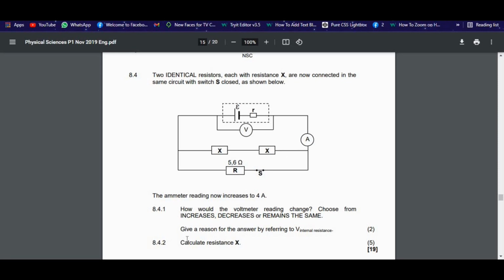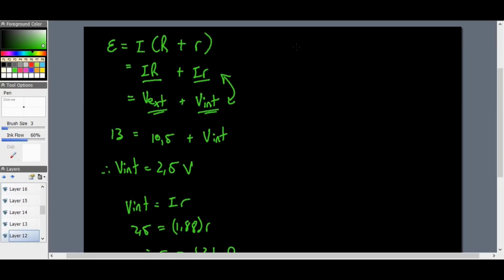So for 8.4.1, the answer is decreases, and referring to our answer, we will say that V internal increases. The internal voltage increases.